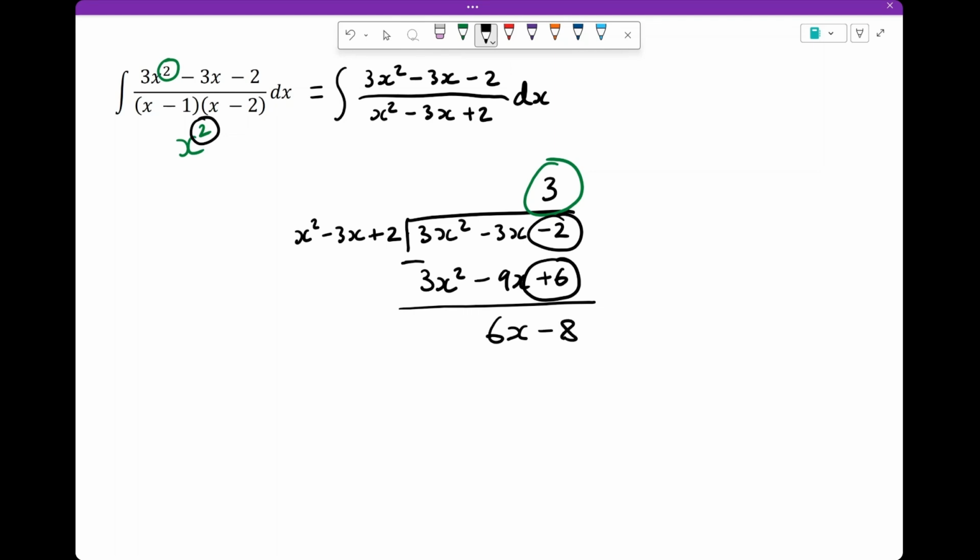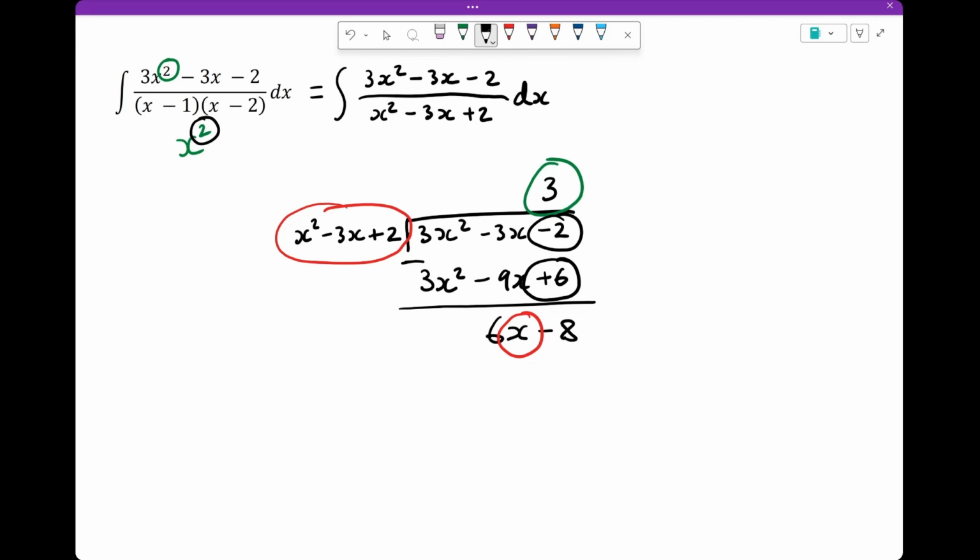Then if we look at what we've got, our power of x here is 1. And then the highest power of x over in our divisor is x squared. So our power has gone below the x squared. So therefore our division terminates there.